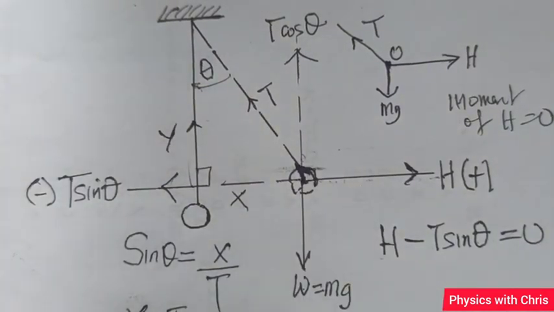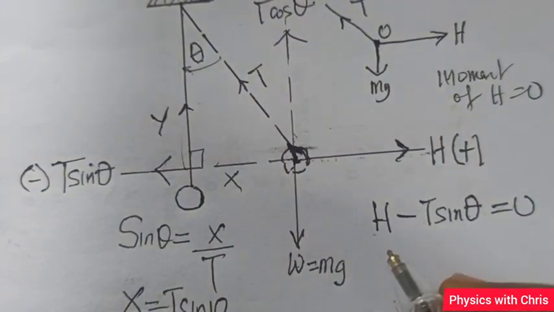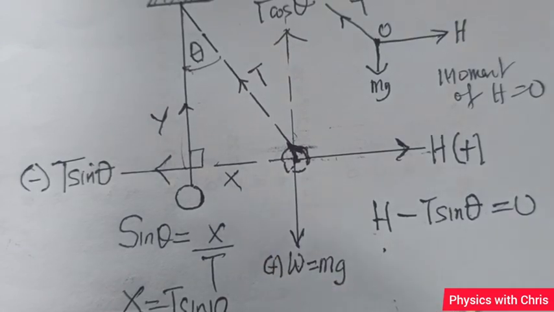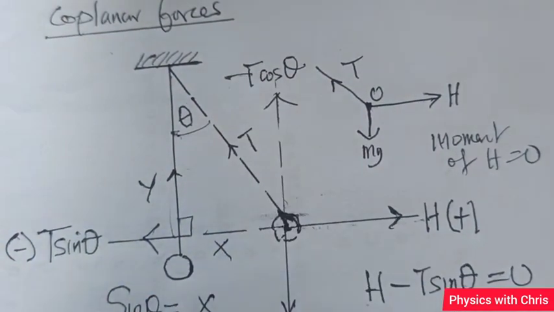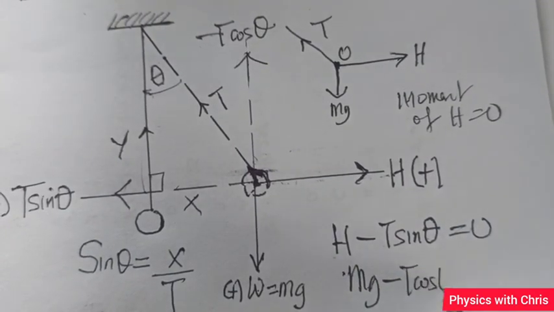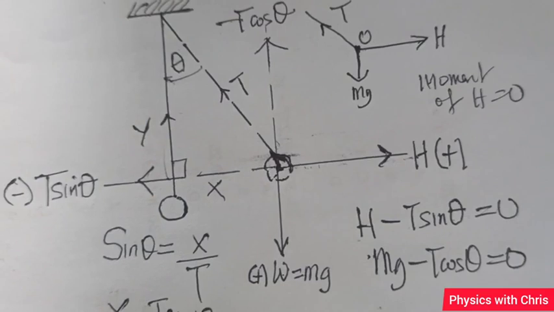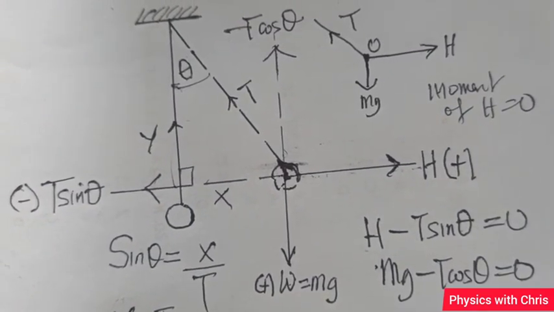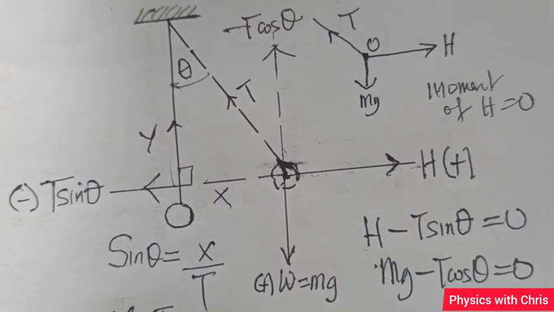And resolving along the y-axis, if I give the downward direction positive, then the upward direction I take as negative. It also means that mg minus T cos theta must be equal to 0 for equilibrium of the system. The sum of the resolved forces along any one direction must be equal to 0.